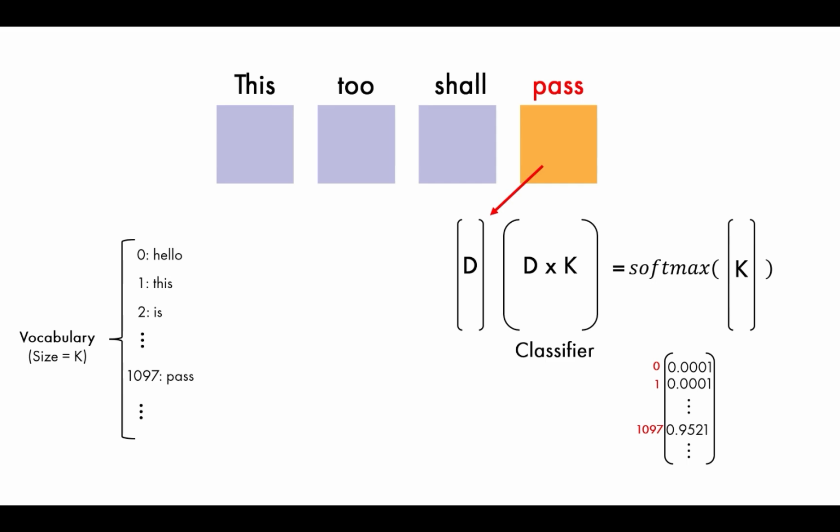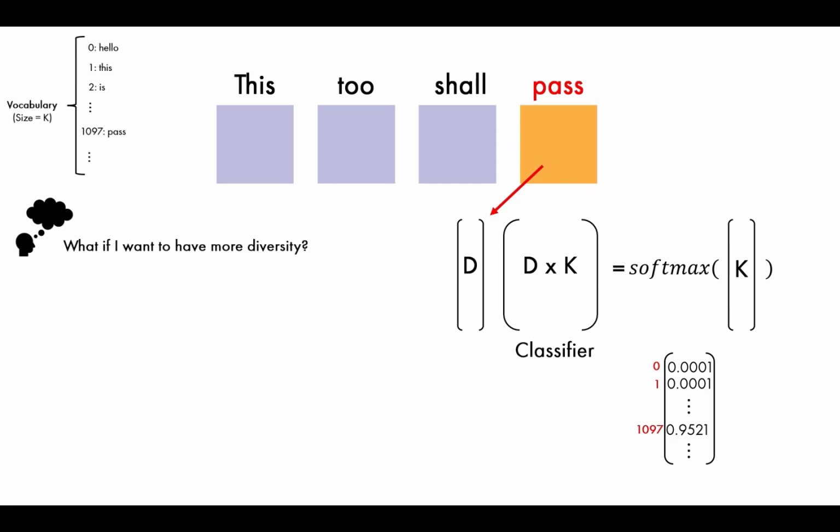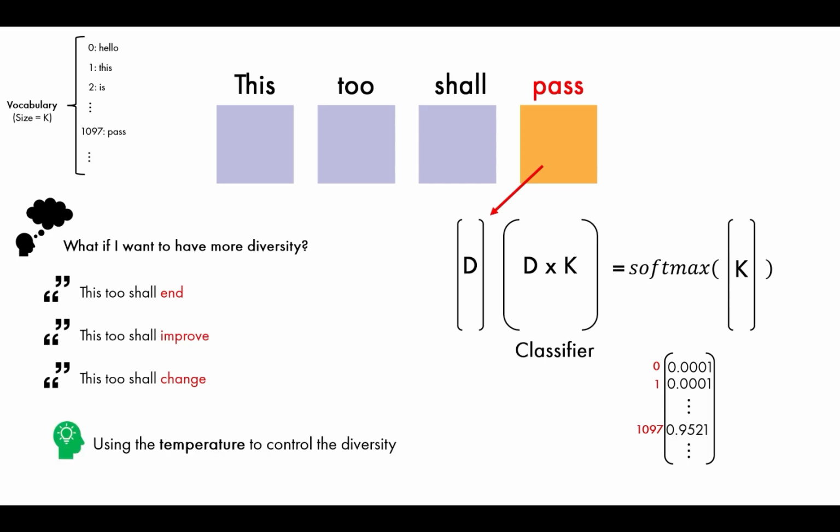And the question that you can ask is, what if I want to have more diversity in next token prediction? Because currently it is only predicting the word "pass" given the sentence "this to shall", which might not be ideal. And we might want something like "this to shall end", or "this to shall improve", or "this to shall change". And for that to happen, we can define a temperature value inside the softmax to control the diversity.